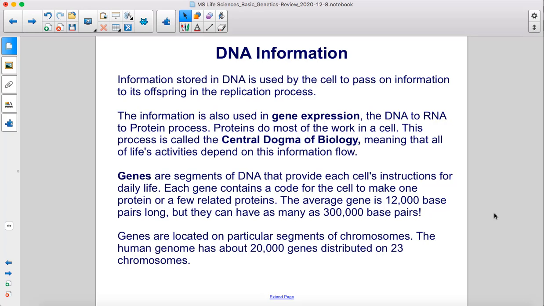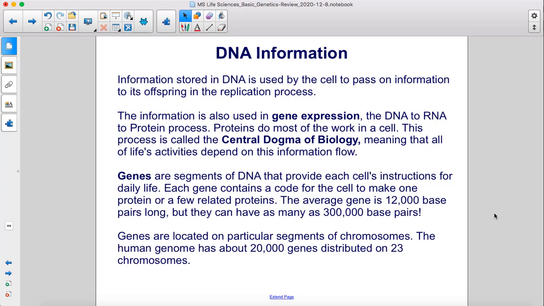Proteins do most of the work in a cell. This process is called the central dogma of biology, meaning that all of life's activities depend on this information flow. Genes are segments of DNA that provide each cell's instructions for daily life. Each gene contains a code for the cell to make one protein or a few related proteins.